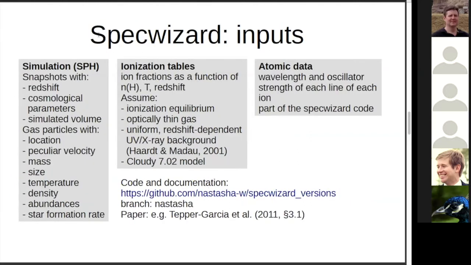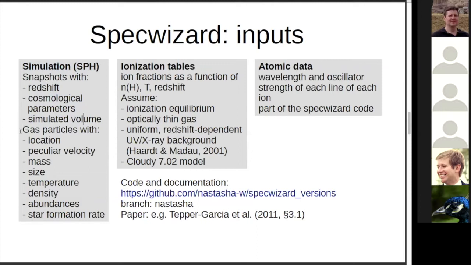So we have these simulations. How do we actually get these mock spectra out of the simulations then? Well, the inputs, globally speaking, are the simulation itself, the ionization tables, and of course atomic data. From the simulations, you need some general characteristics of your volume. So you're typically looking at an output at one redshift, certain cosmological parameters, and a certain volume, which you need to deal with the periodic boundary conditions correctly.